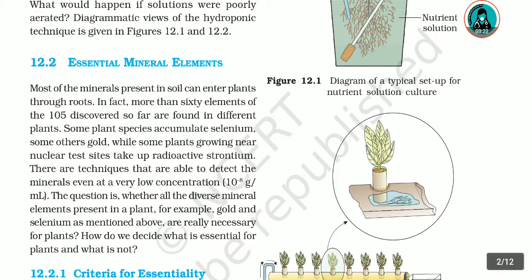The question is whether all the diverse mineral elements present in a plant, for example gold and selenium as mentioned above, are really necessary for plants. How do we decide what is essential for plants and what is not?